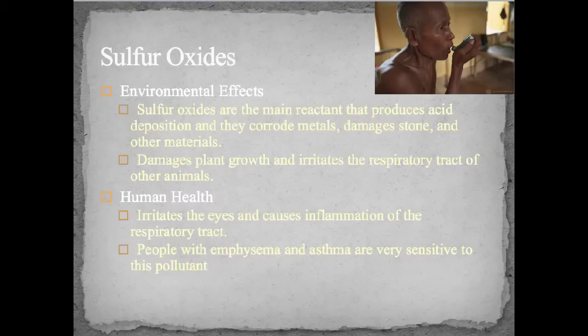Some environmental effects: they produce acid rain, corrode metals, damage stone, and other different types of materials. It can damage plant growth and irritate the respiratory tracts of other animals. Human health effect: once again, irritates eyes and causes inflammation in the lung, and people with emphysema and asthma are very sensitive when it's in high concentrations.